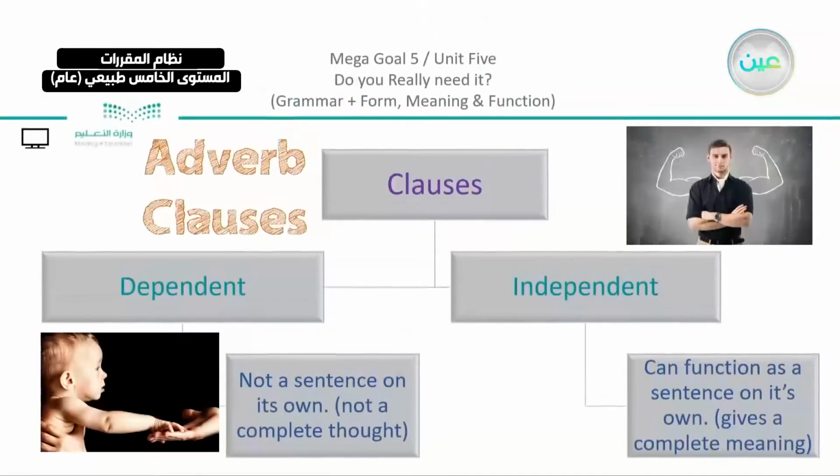Now, first of all, do you remember this mapping? We said that clauses are two types. We have here the dependent clause, which we compared to a baby, and we said that a baby depends on someone else. So it's the same thing. The adverb clause depends on the other part to give a complete meaning. But the independent clause, which is like a young man, has a complete meaning and can depend on itself to give meaning.